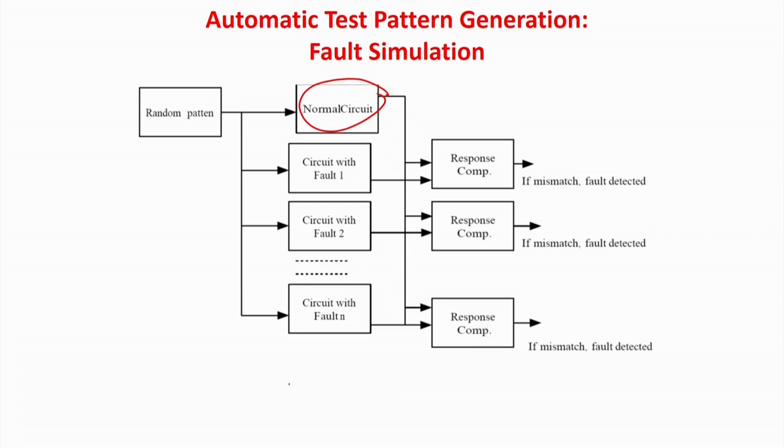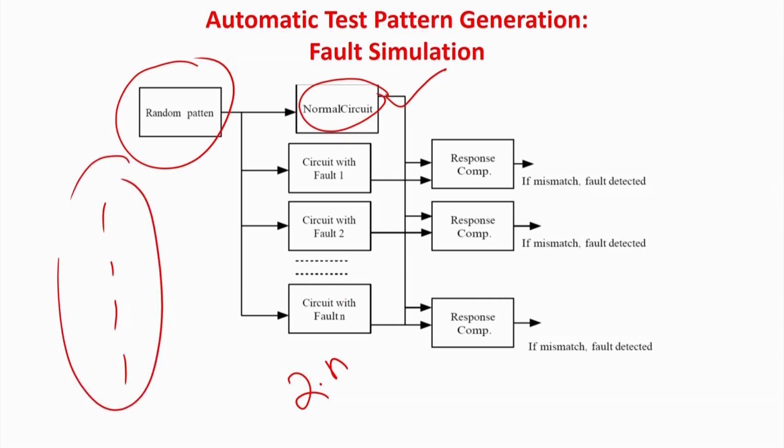So if there are n nets, in the worst case you will have 2n such circuits. Then you take a random pattern. You can assume that all ones is a random pattern, some random pattern you take. Then you simulate this normal circuit with all ones and all the faulty circuits with all ones. Then you will find out that there is a mismatch in the result. Say maybe normal circuit, fault 1, fault 2 up to fault n, all there is a mismatch. That means this one pattern is covering all the faults, because if you apply once, all ones, the normal circuit and the faulty circuits will have a difference.